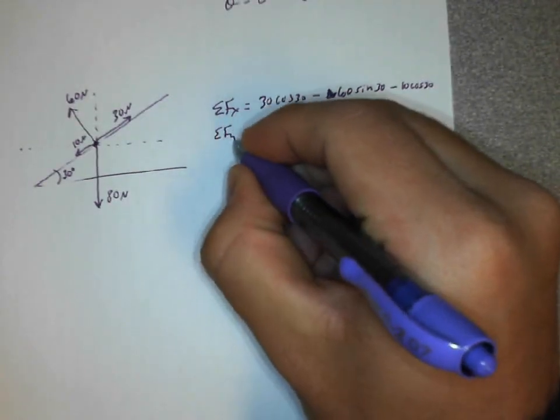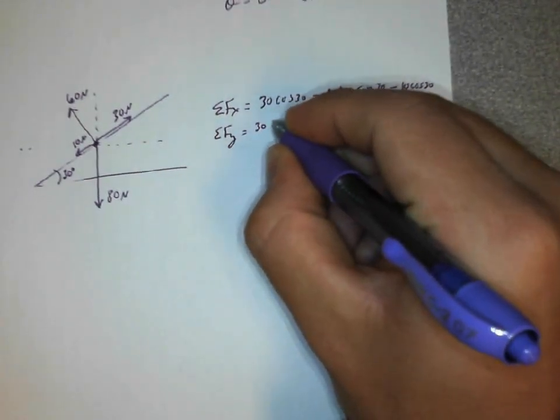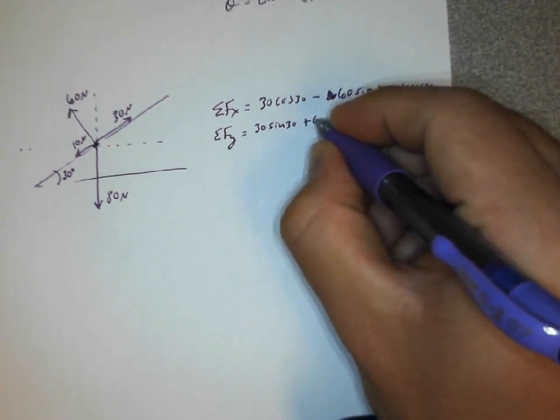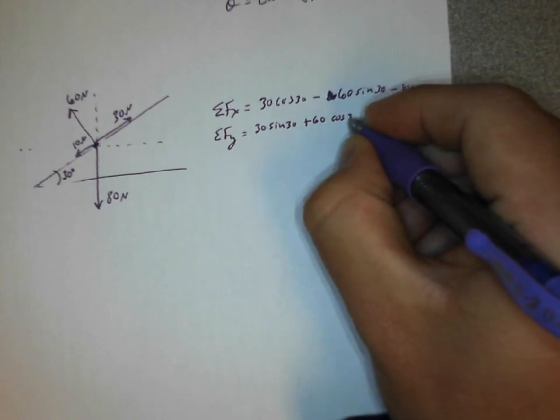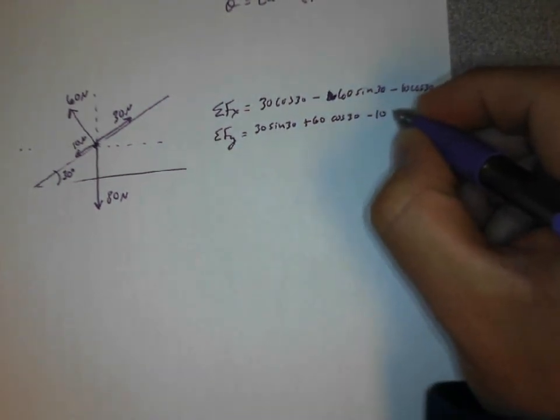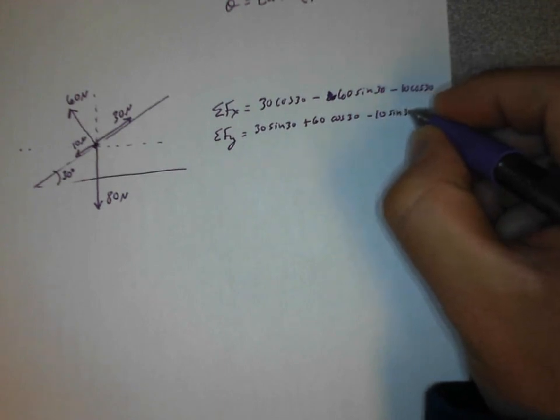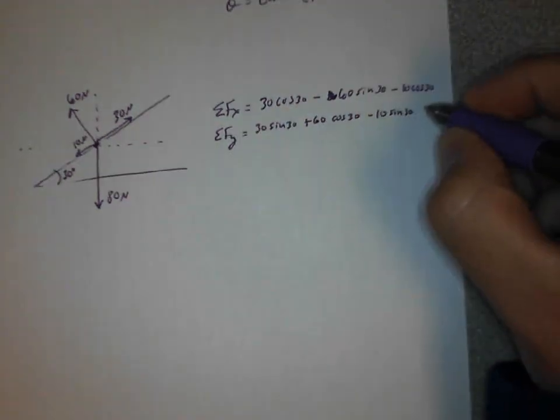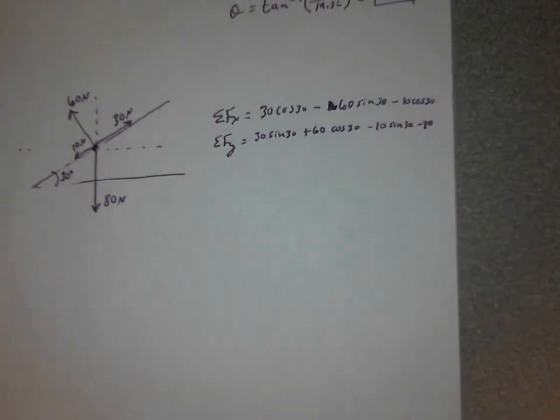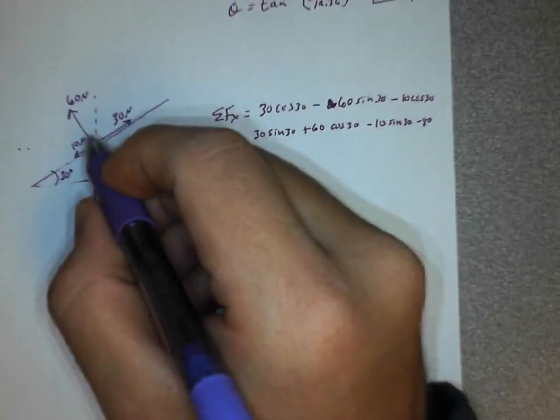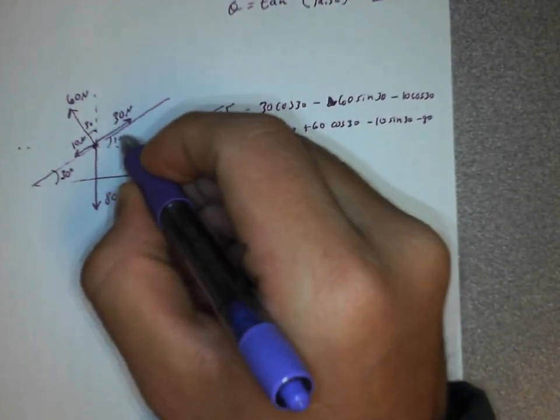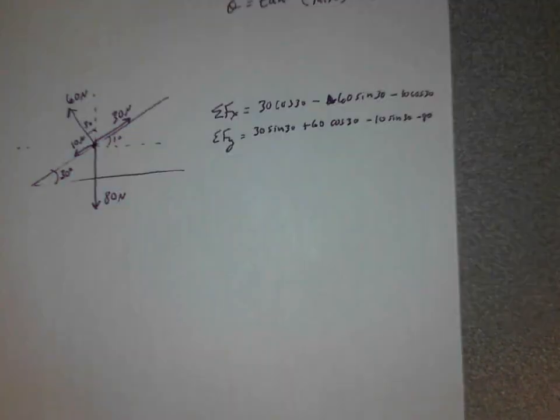Or the sum of the forces in the y doesn't look any better. You get 30 sine 30 plus 60 cosine 30 minus 10 sine 30, and then you have your 80 there. That's also going down. Okay, so neither one of those looks pretty, because that right there, that's my 30 degrees, here's 30 degrees, and here is 30 degrees.